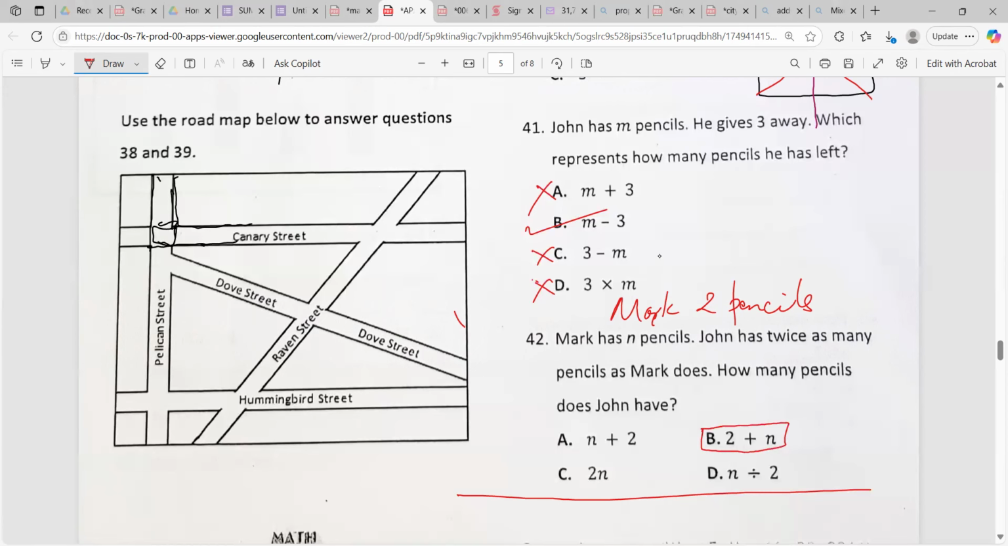All right. As Zaria said, if Mark had 2 pencils, because it says how many pencils Mark has, John has twice as much, sir. So if Mark has 2 pencils, John will have 4 pencils, sir. Yeah. But would A or B work or both? Both, sir. Yeah, both would work.